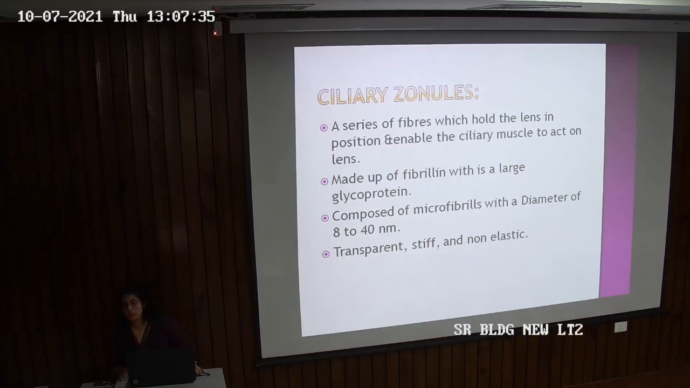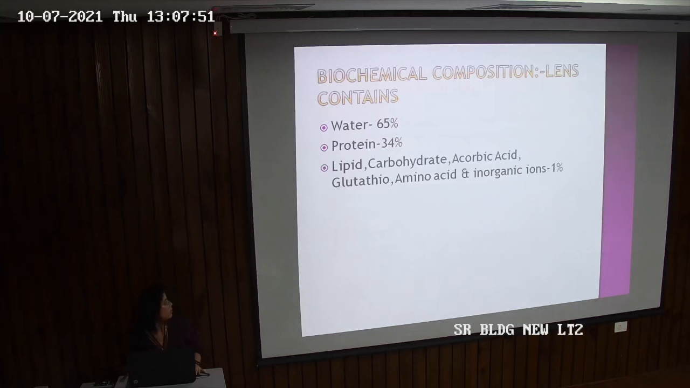If there is a mutation in this fibrillin protein from which the zonule fibers are formed, what will happen? I'll ask you at the end of this. They are composed of microfibers with a diameter of 8 to 40 nanometers, transparent, stiff and non-elastic. So I end my slide here. That's the biochemical composition, which I mention very shortly here.